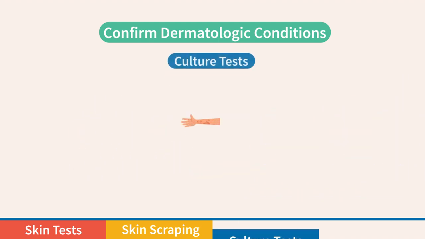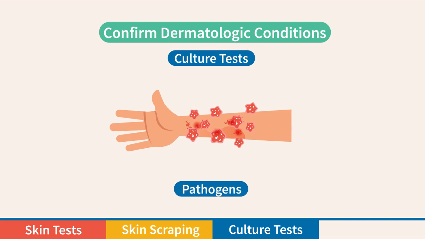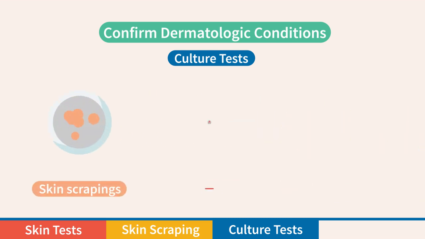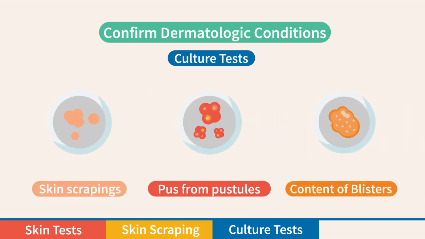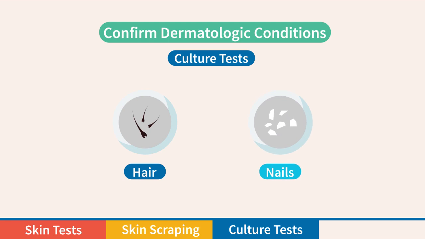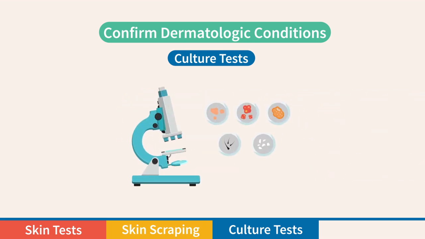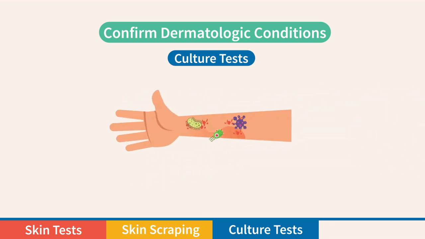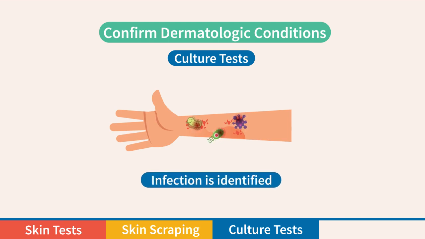Number 3. Culture tests are done to identify the pathogen causing the infection, whether it is bacteria, virus, or fungus. Skin scrapings, pus from pustules, content of blisters, and even hair and nail samples are cultured in the laboratory. Growth of either bacteria, virus, or fungi is detected after a few days, and the cause of the infection is identified.